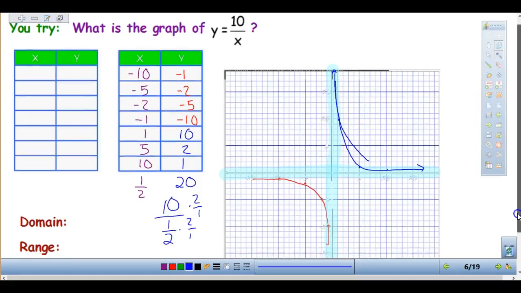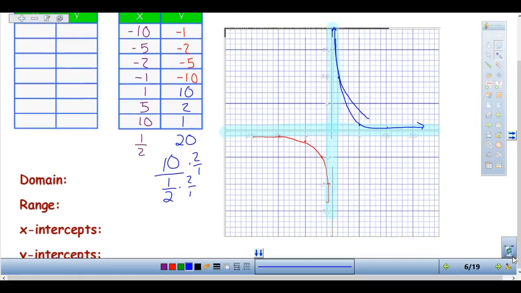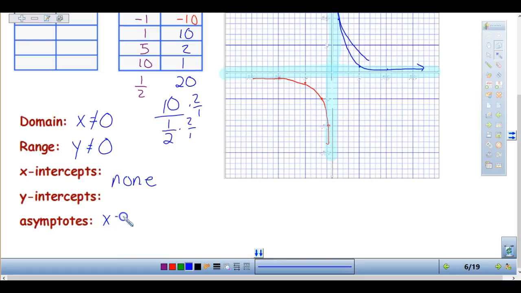So what's the domain? X cannot equal 0, and y cannot equal 0 for the range. Does it ever have any intercept? No. Yeah, I wrote down. So then asymptote, x equals 0 and y equals 0. You will have 2 because we have 2 branches. And it kind of goes around each of them. So you will have 2 lines there that cross. Okay?